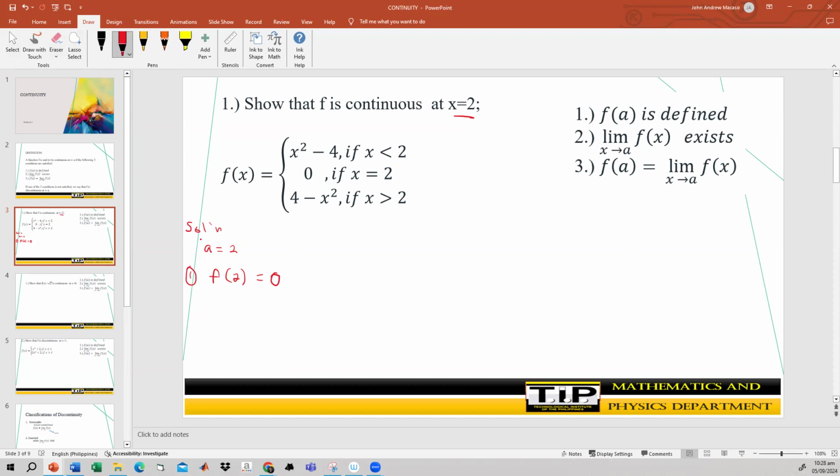If you want to check if f of a is defined, of course f of a is defined because there is a value, which is 0. So in that case, the first condition is satisfied.